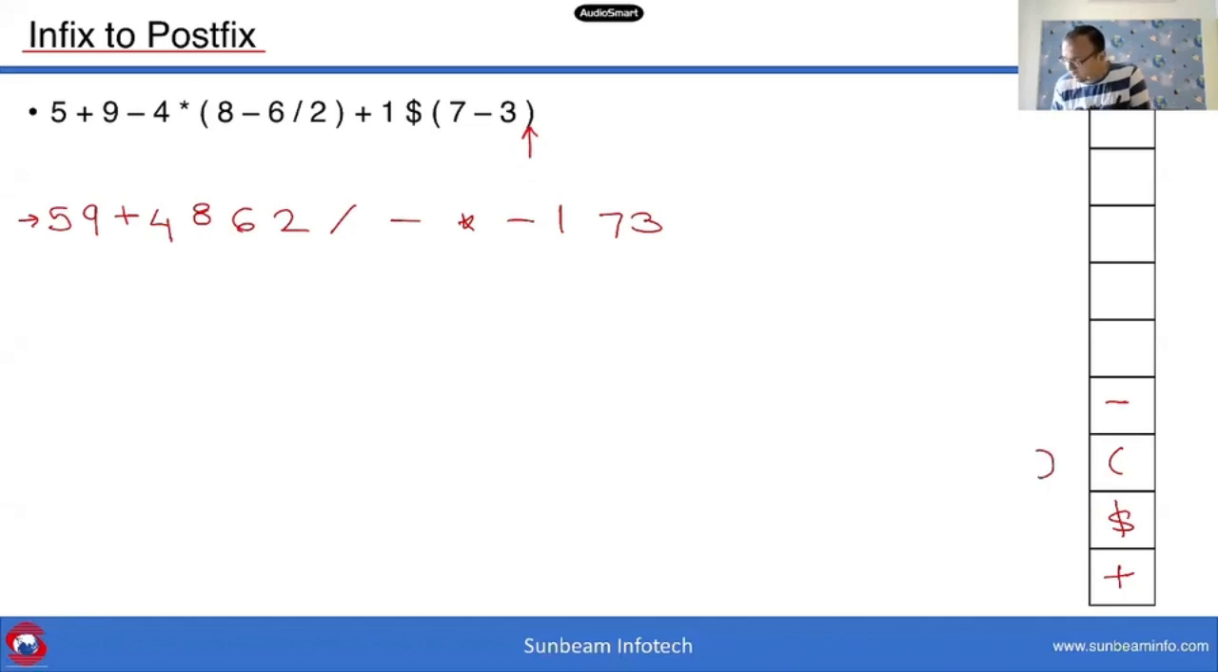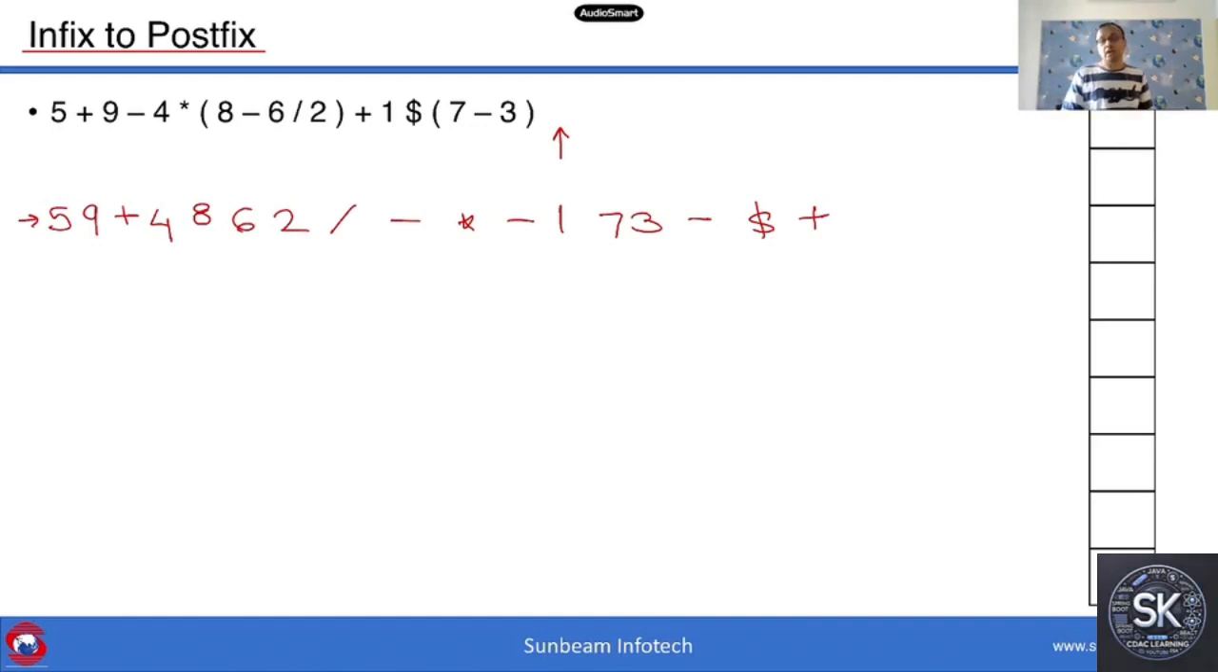So until the opening comes back, pop one by one, pop this also, and discard the opening. Now you find that everything from this is completed. If everything is completed, whatever is left, pop it one by one and append. That's it. This is what the infix to postfix algorithm is all about. So that is all we do to convert infix to postfix, nothing more.